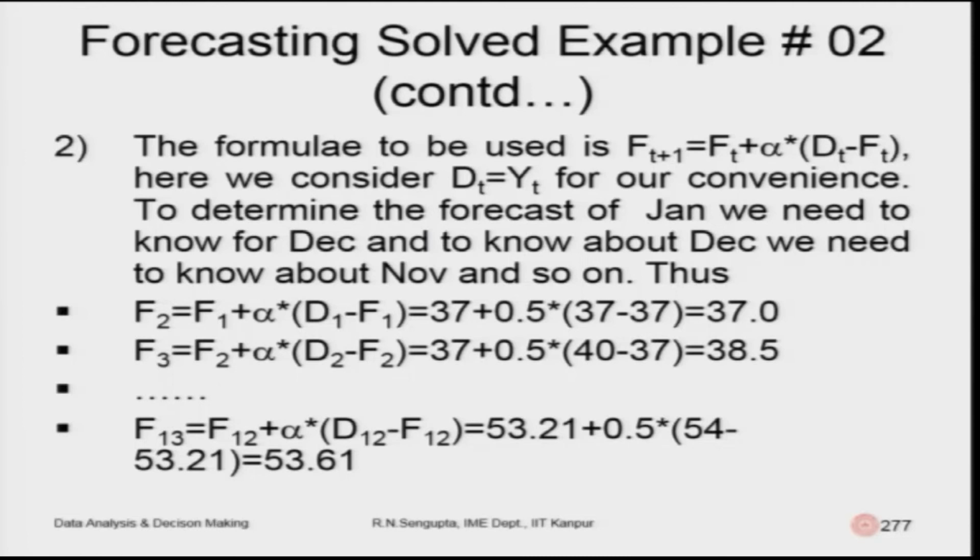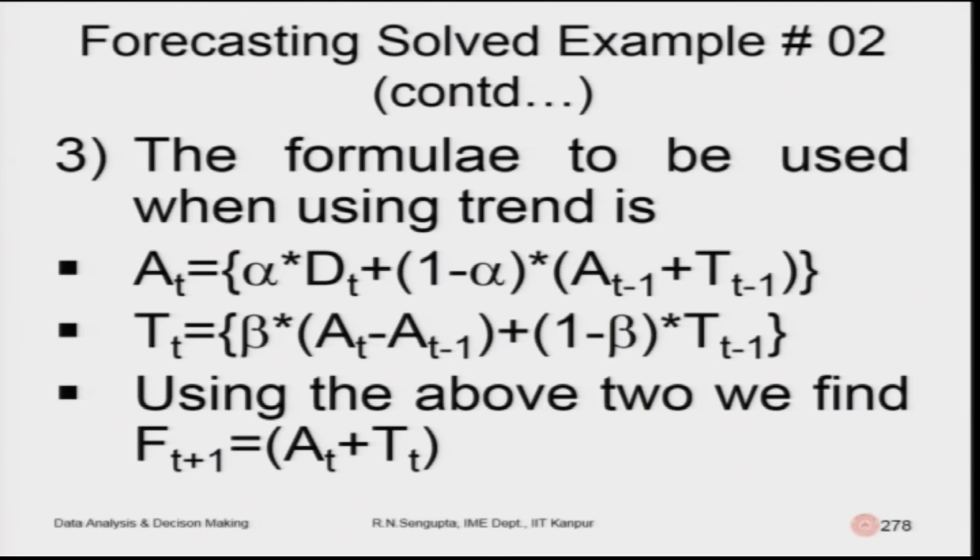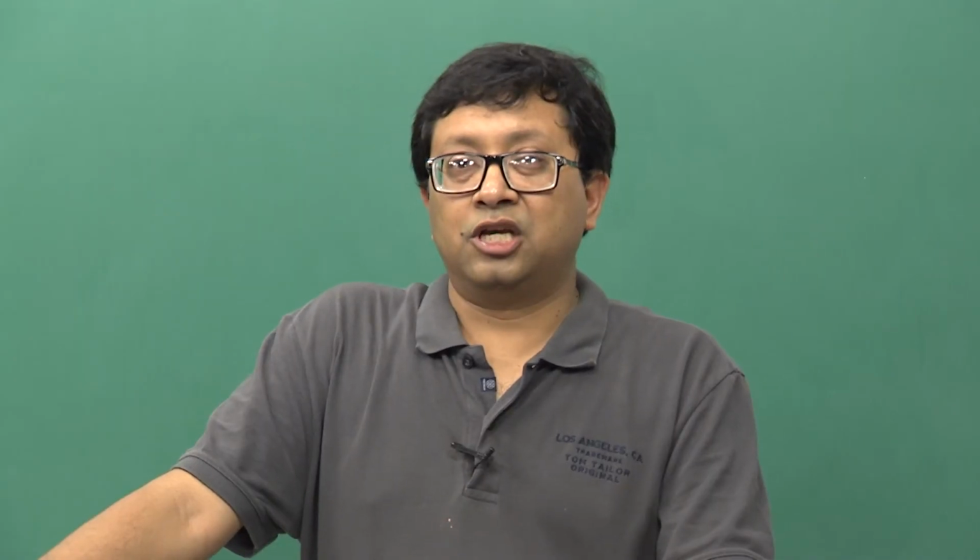I have just stated here F2 value is 37. Now, remember why it is 37: it is exactly equal to F1, because the difference between D1 and F1 is 0, because 37 minus 37 is 0. So, the value of F2 is 37, the value of F3 is 38.5, and so on till the last value, which is F13, which is 53.61.